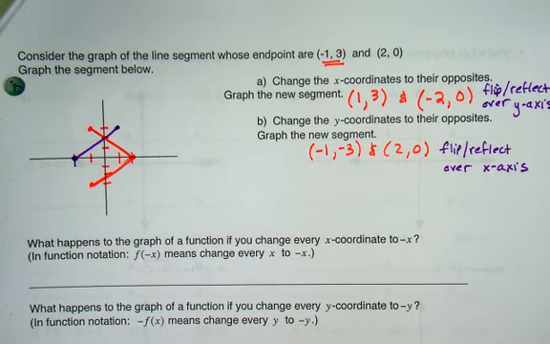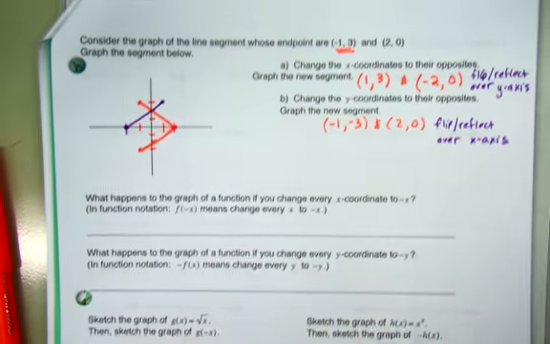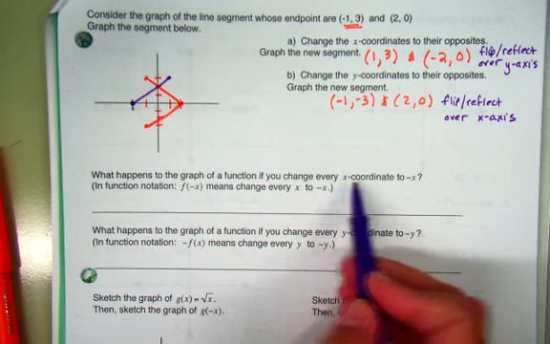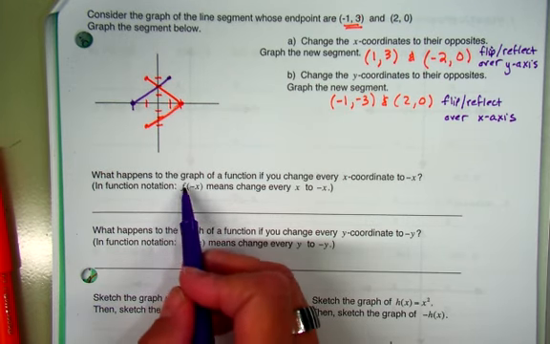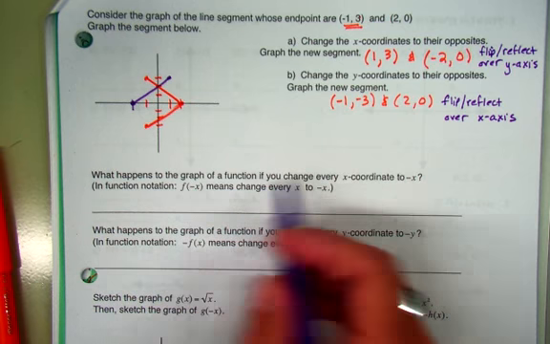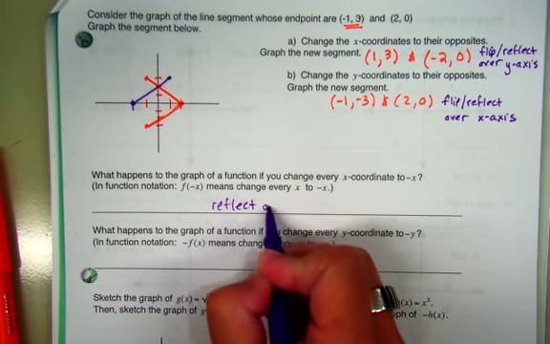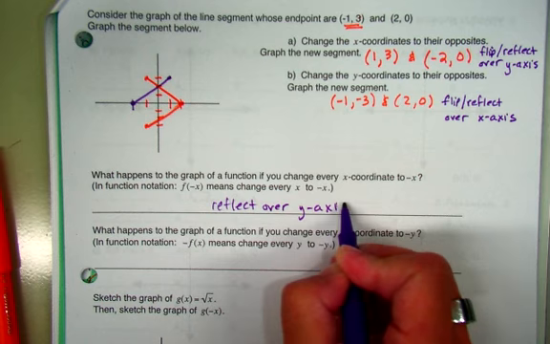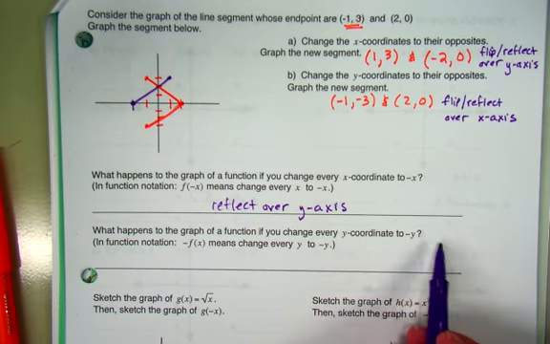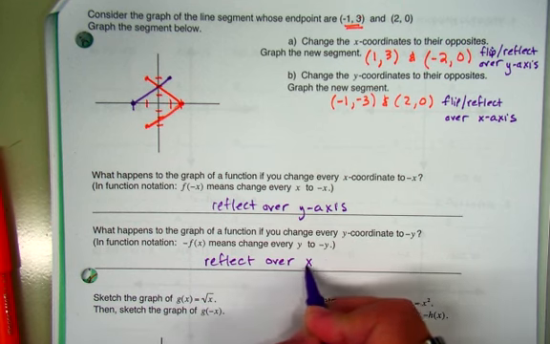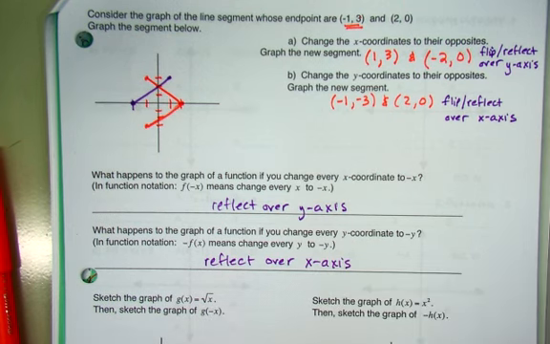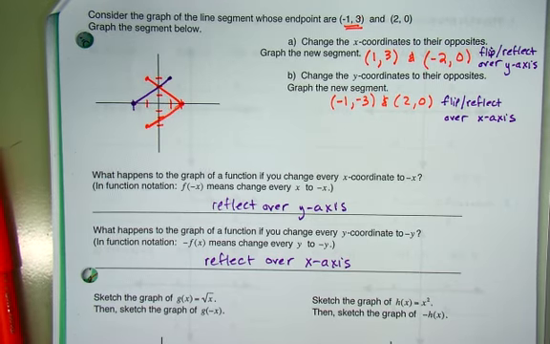And that's really what you want to memorize in terms of flipping and reflecting: if you change every x-coordinate to -x, and the way we write this in function notation, we take f of -x, then you're going to reflect over the y-axis. And what happens to the graph if we change every y-coordinate to a -y? Then we're going to reflect over the x-axis, or flip, if flip is a better word for you. Reflecting and flipping are the same thing.